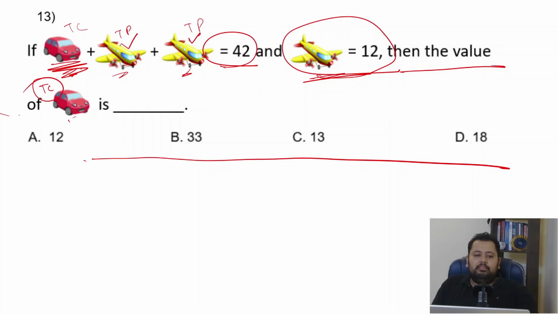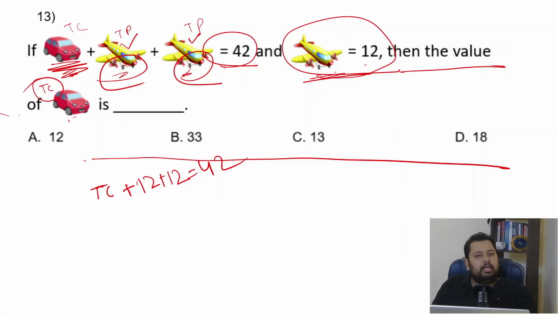Great. So as I said, the toy car has been given. I'm not drawing the car, I'm really bad at drawing. Now this value is given, this value is given, right? So what is the value of this? So this is 12 plus 12 is equal to 42, correct?